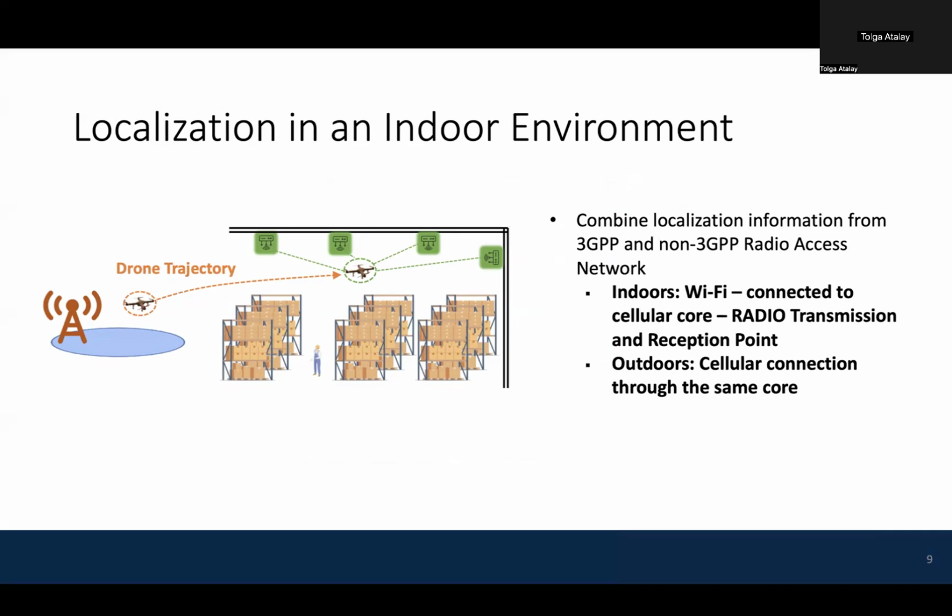And the idea here is that we want to combine localization information from these third generation partnership project anchor points, which are outdoors, as well as non-3GPP radio access network nodes, which are indoors. For this work, this means we want to use Wi-Fi connected to a cellular core inside, as well as cellular connection through the same core while the drone is outside.